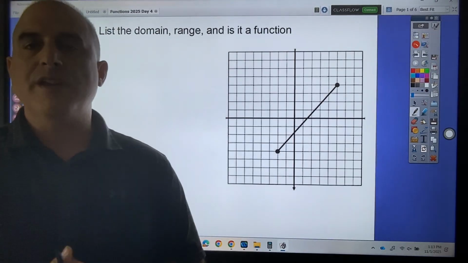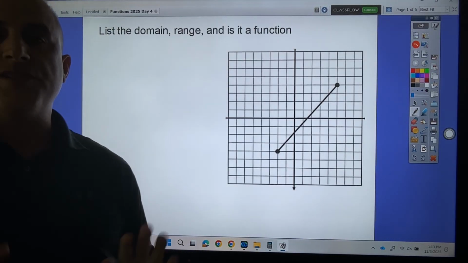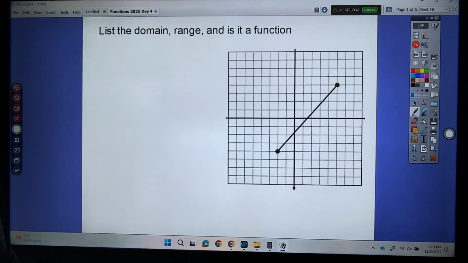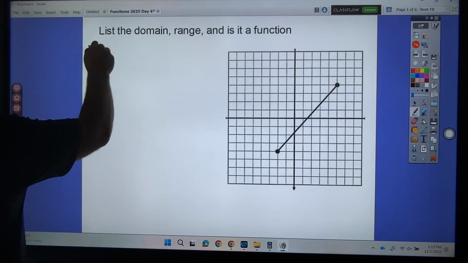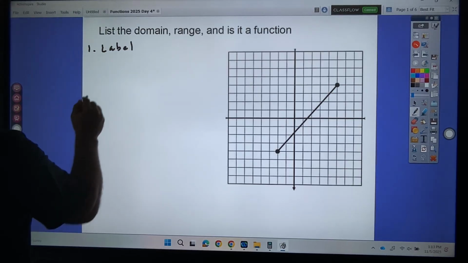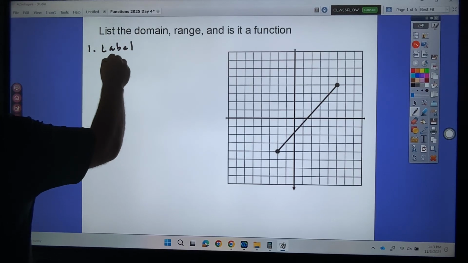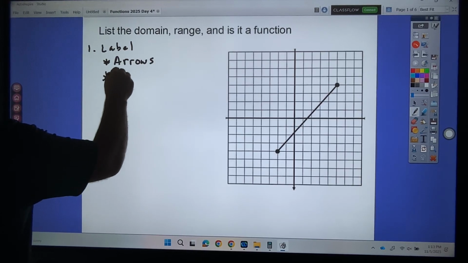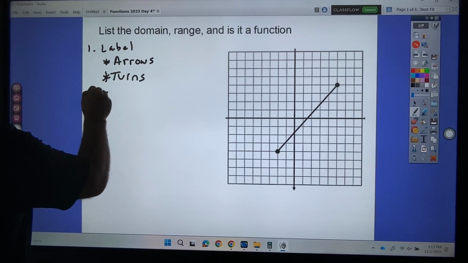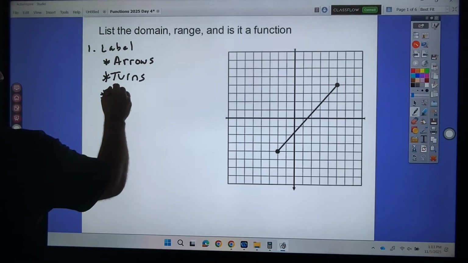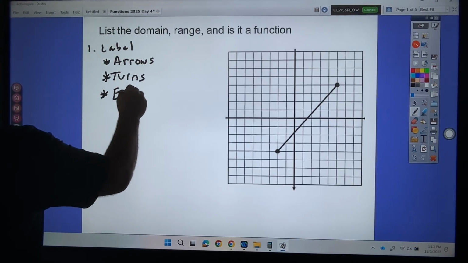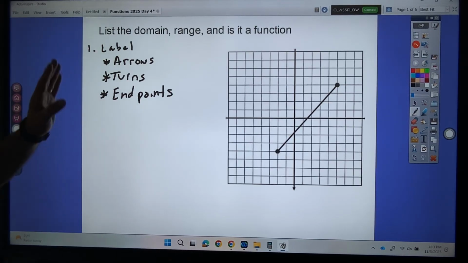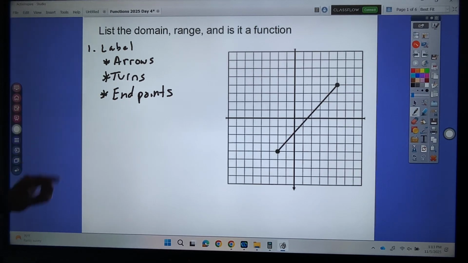Okay, this is going to be a video for Algebra 1. This is domain and range of functions of unique graphs. What we want to do with this is label the following, okay? We're going to label arrows, which we did in the previous lesson. We're going to label turns, and we're going to label endpoints, okay? All right, now, I don't have any arrows, I don't have any turns, but I have endpoints.